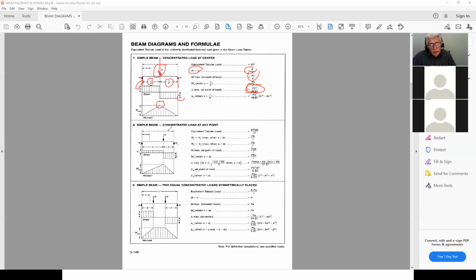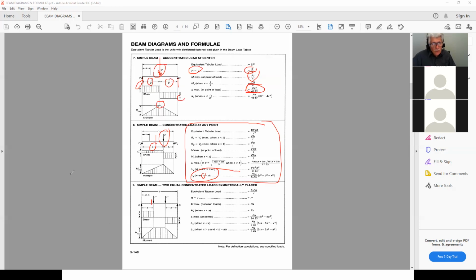Now, if I happen to have a concentrated load here, and it's not in the center, then I can use these formulas here, but I have to be careful because here it says that when I want to calculate this deflection, the value of x here, in other words, the distance where I'm calculating my deflection, has to be less than the value of a. Okay, so that's one of the restrictions. And so on.